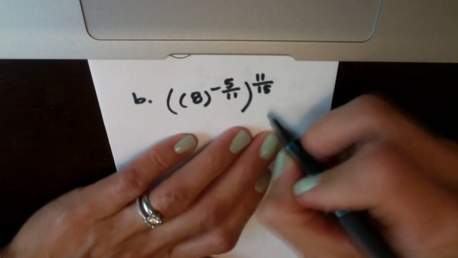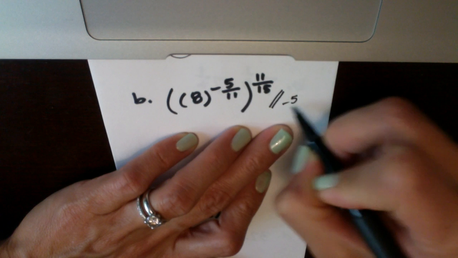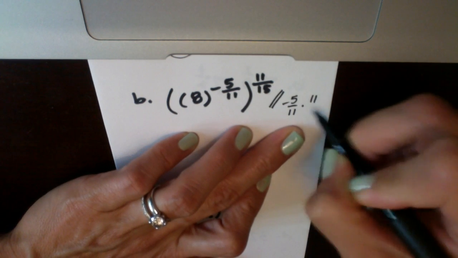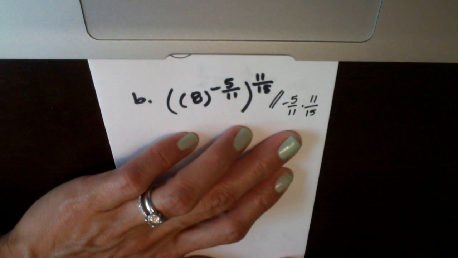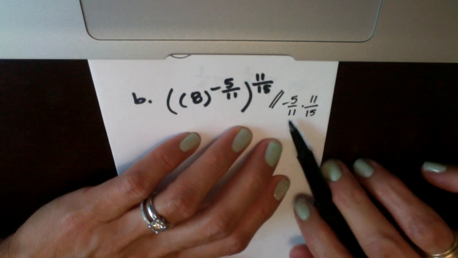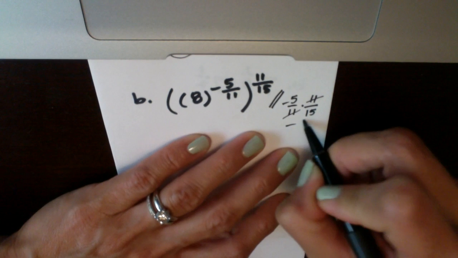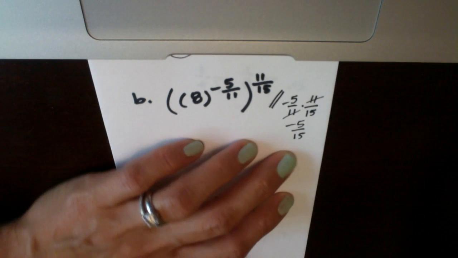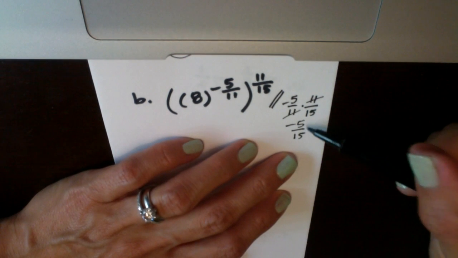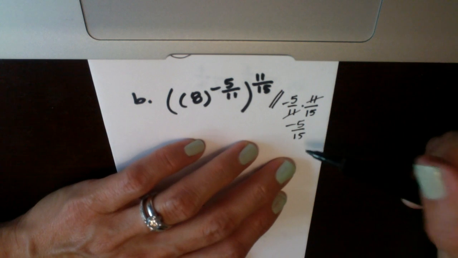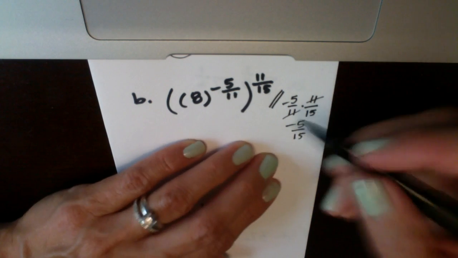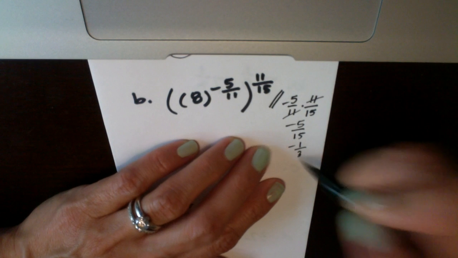Exponents to exponents, we're going to multiply. So you have negative 5/11 times 11 over 15. You can see that the 11 is on top and bottom, so those both cancel. Now you have negative 5 over 15, which reduces because you can divide both by 5. If you divide the top by 5 and the 15 by 5, you're left with negative 1/3.